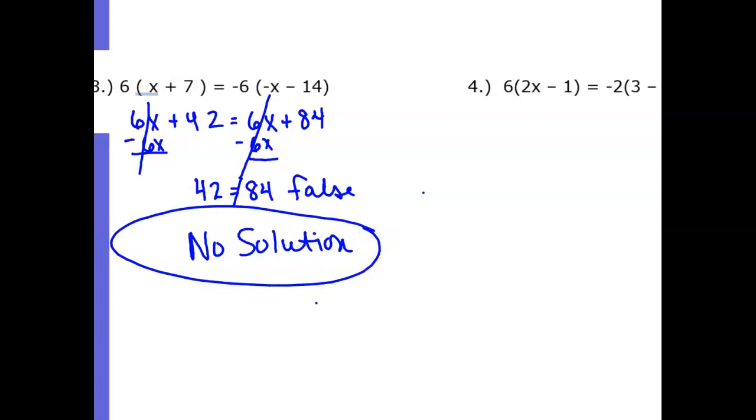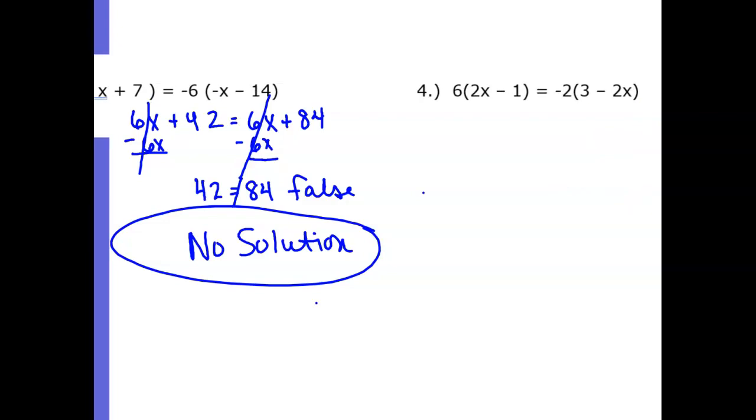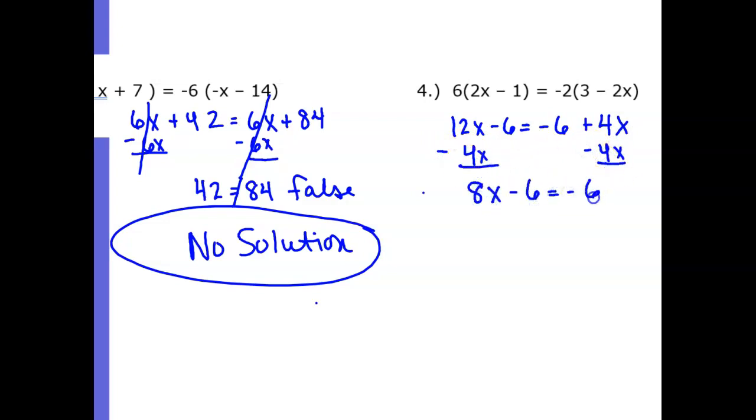All right, so let me scroll this to the side so it's not cut off. Okay, there it is. Okay, if I look at number 4, I distribute, I've got 12x minus 6 equals negative 6 plus 4x. Okay, I'm going to subtract 4x from both sides. And when I do that, I get 8x minus 6 equals negative 6.